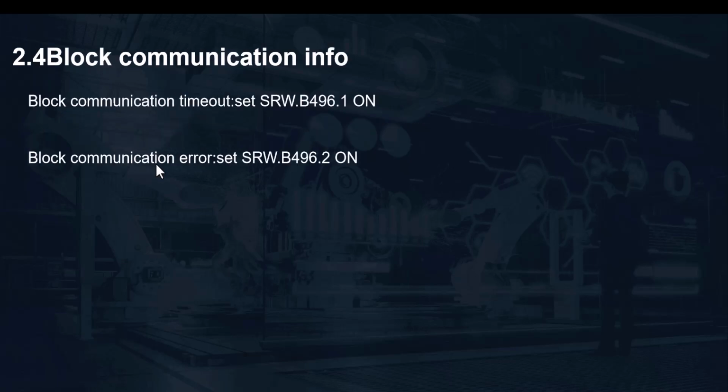And next, the last one is how to block communication info, because sometimes you just need to download the project for testing, but the communication info pops up all the time. So it is bothering. So we need to block the communication timeout info or communication error info.